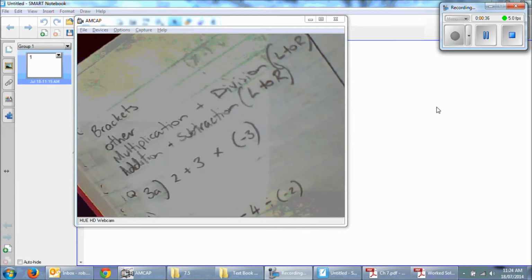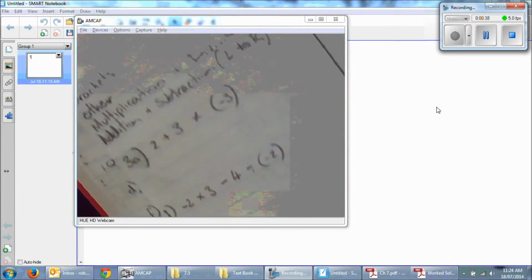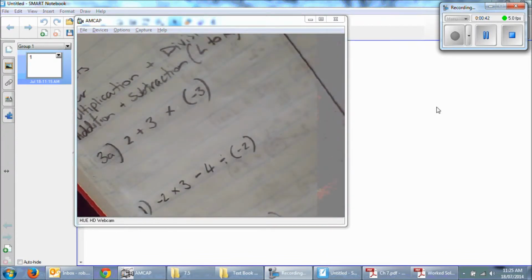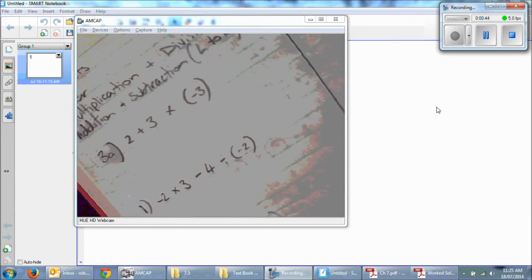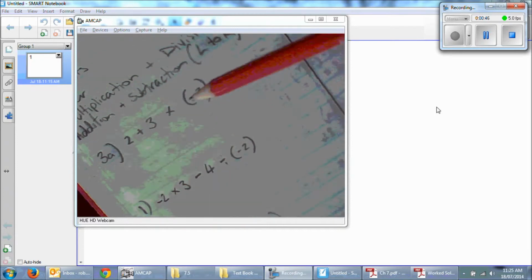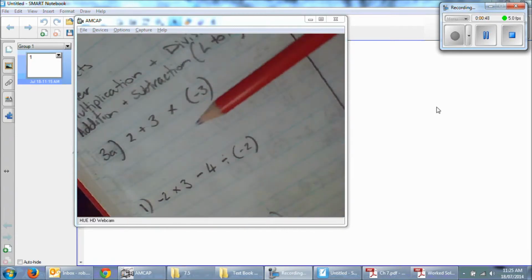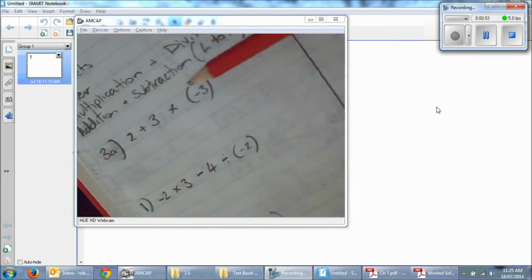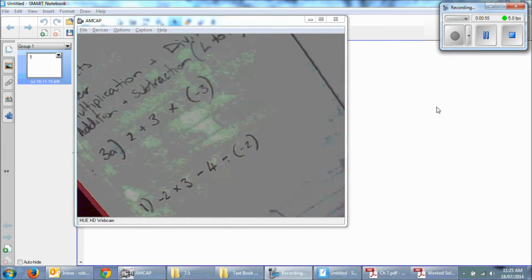All right, so I'm just going to do 4 examples. It's really important that you follow the rules of negative numbers when you're doing these order of operations questions. So we have 2 plus 3 times negative 3. So in this instance, multiplication comes first. And we have 3 times 3, which is 9. Okay.